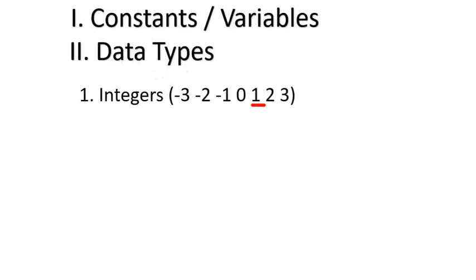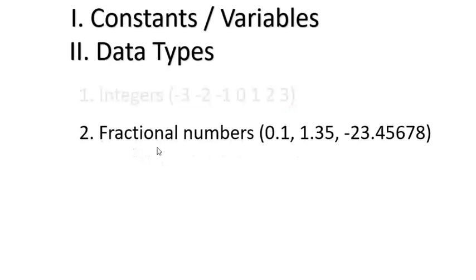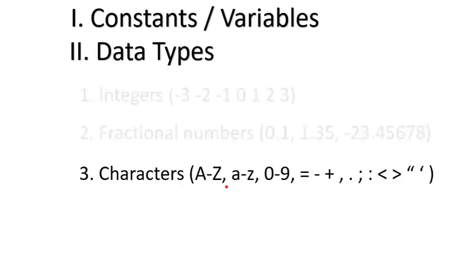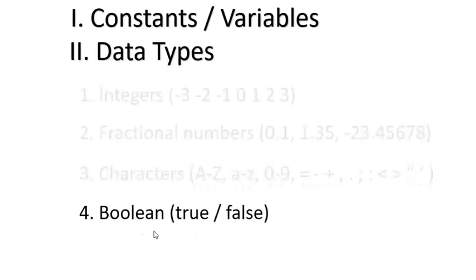Integers are positive whole numbers, 0 and negative whole numbers. So these are the integers. Then the fractional numbers can also be represented in a C program, like the decimal numbers 0.1, 1.35, whether negative or positive numbers, the decimal numbers. And then character type, the alphabets A to Z capitals, A to Z small letters, the numerals 0 to 9, and all the special characters you see on the keyboard. And finally the boolean type, where we can store true or false, yes or no kind of data.